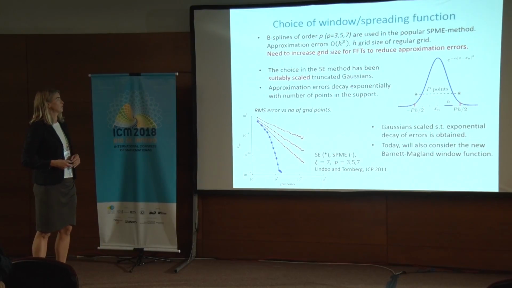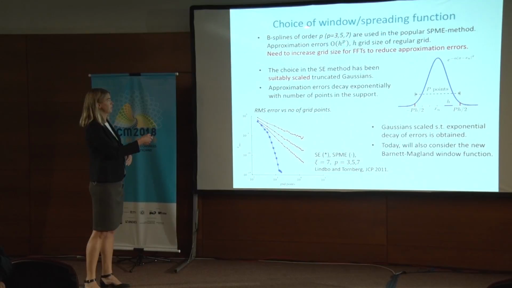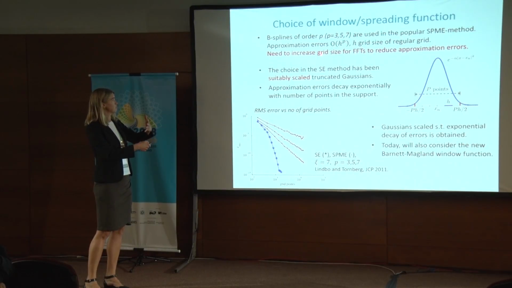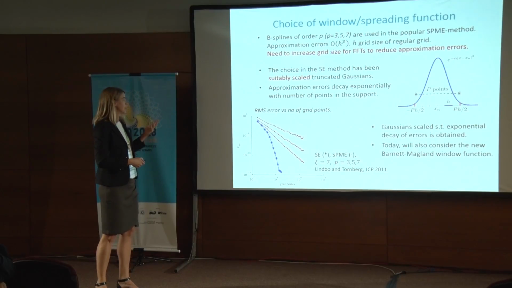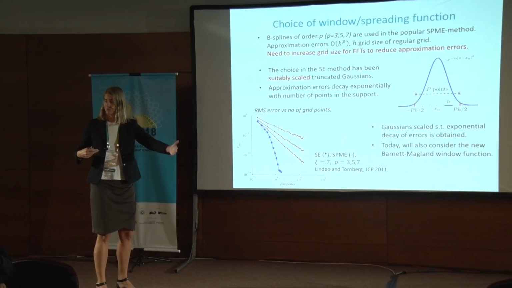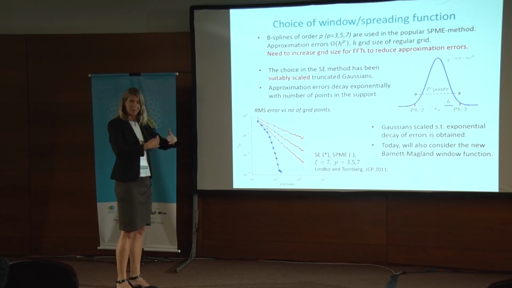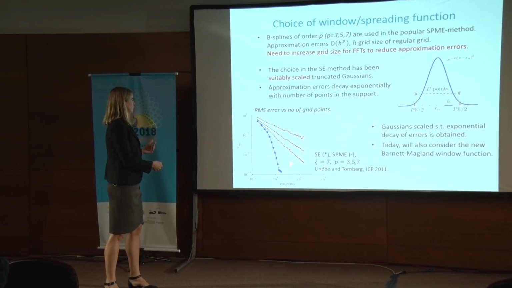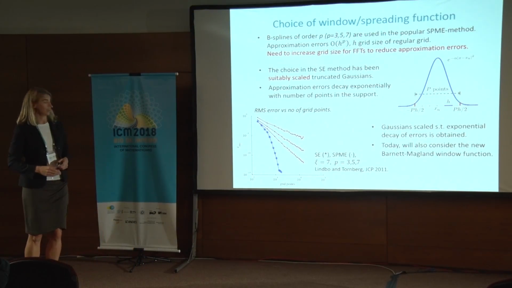I just want to mention this choice of window function. There's a very popular method, the smooth particle mesh Ewald method, SPME, where B-splines are being used. If you keep them fixed, then the approximation errors depend on the grid size of the grid that you interpolate to. So you get some fixed order h to the p, and you need to increase the grid size for the FFTs to reduce your approximation errors. But if you think about it differently with Gaussians, you can scale them differently depending on where you are, so that you get an exponential decay of errors as you refine your grid. So instead of seeing some algebraic decay in the number of grid points, you can get this exponential decay of the error.